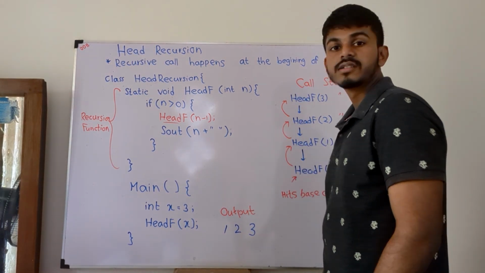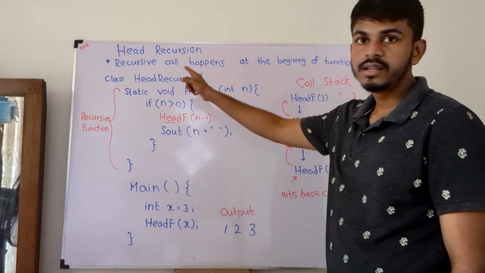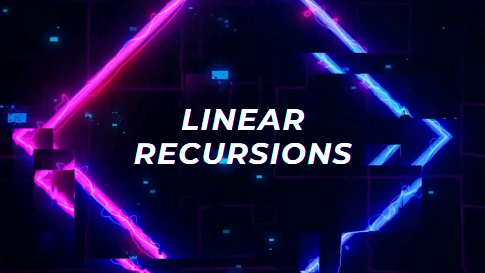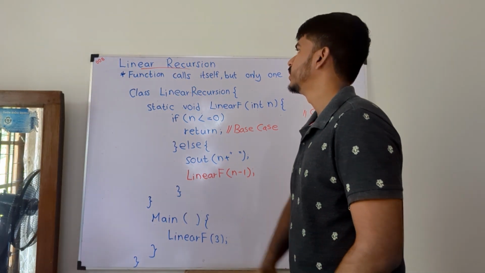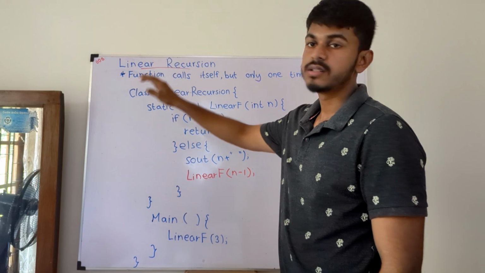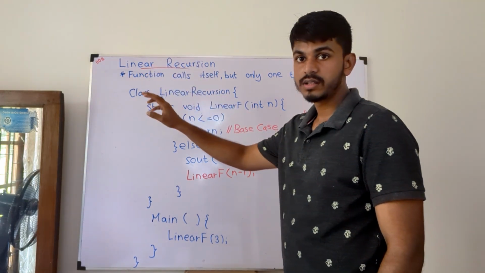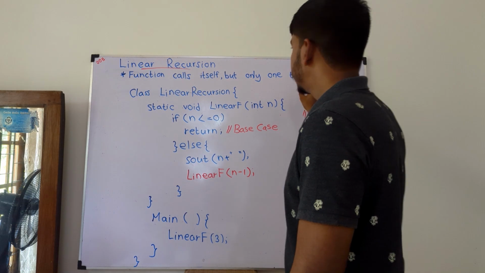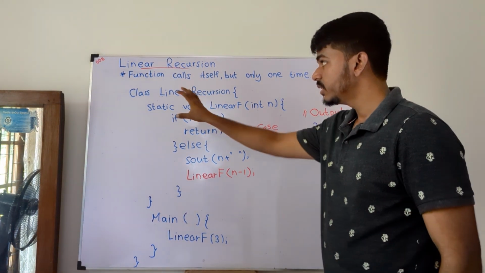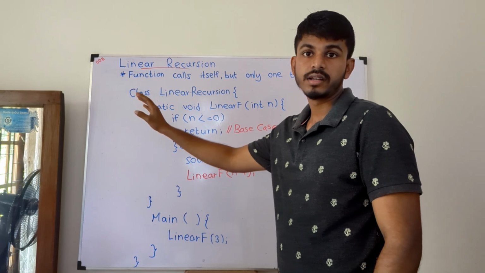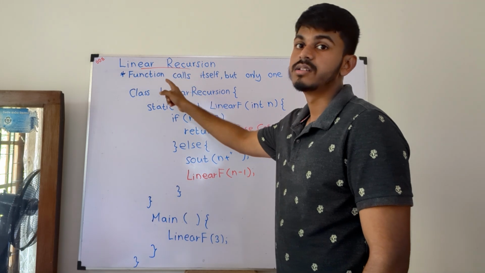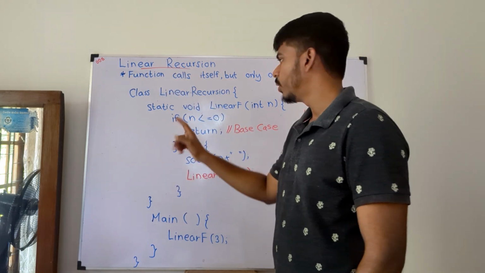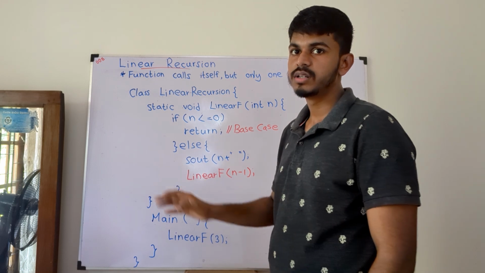After that is the linear recursion. So up next is linear recursion. What this linear recursion does is the function is going to call itself only one time each time it runs. So for this, the examples I did in head recursion and tail recursion are also examples for this linear recursion, as they both had only one recursion call inside the function.